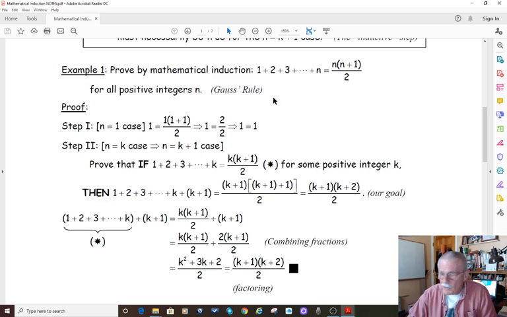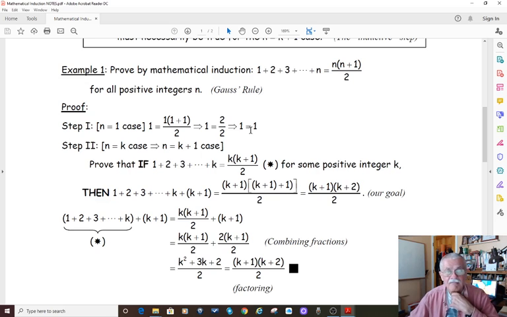This is the rule where we wrote the numbers down forwards, wrote them down backwards, and added them up. Each column adds to the same thing. So you have n columns, each column adds to n plus 1, but we added it twice, so you have to divide by 2. That was Gauss's rule. Step one, the first domino falls. If you're adding the numbers from 1 to 1, obviously the sum is 1. If you put a 1 in here, you get 1 times 2 over 2, which is 1. So step one is verified.